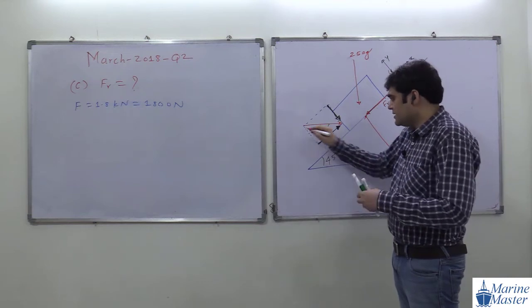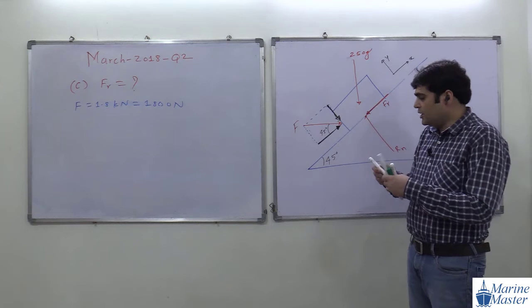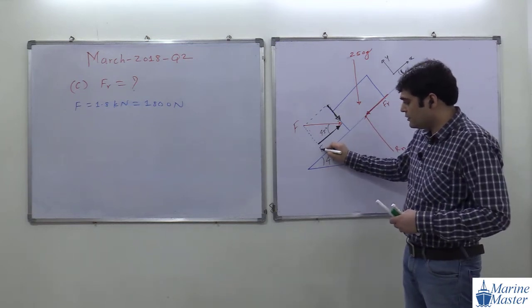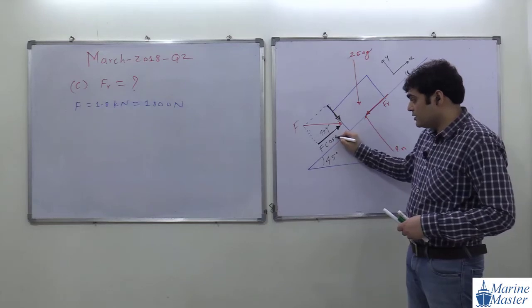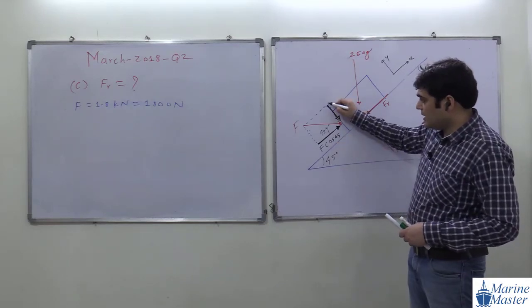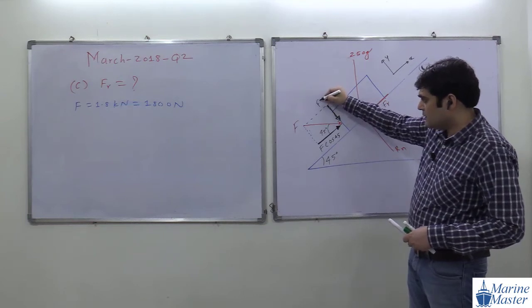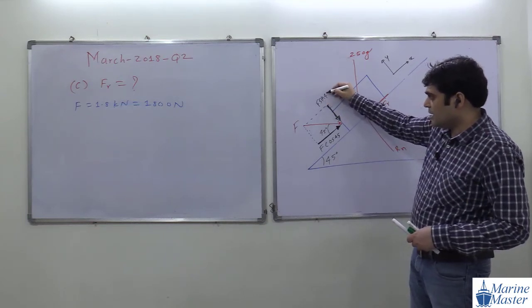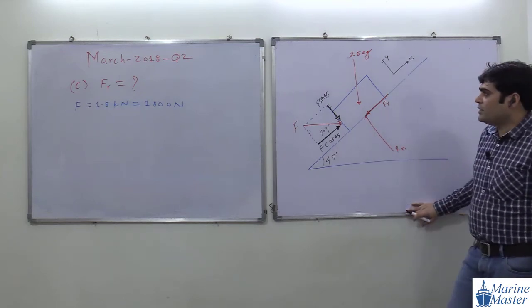So what about this component? Here this component is F cos 45, and this component, perpendicular to the plane, will be F sin 45. See the point here. Good.